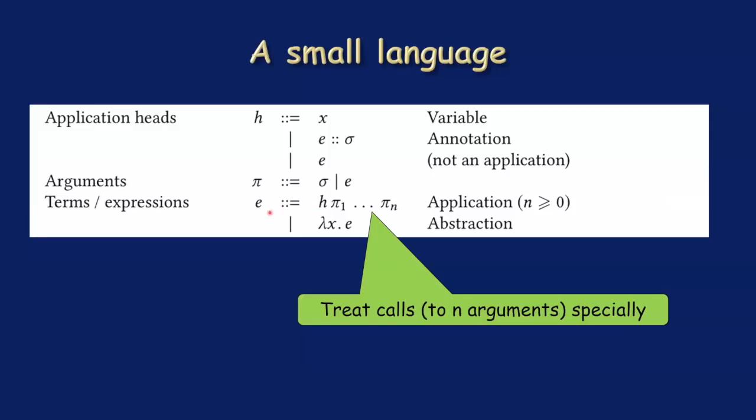Here in the expression language, e is an expression. One form of expression is an application: H to arguments pi1 to pi n. The pi arguments are either sigmas, that is types, for explicit type application with those @ signs in concrete syntax, or ordinary value arguments. And H, the head of an application, can either be a variable, or an expression with a type signature, or an arbitrary expression, but then Quick Look won't take special account. And we can also have lambdas, of course.